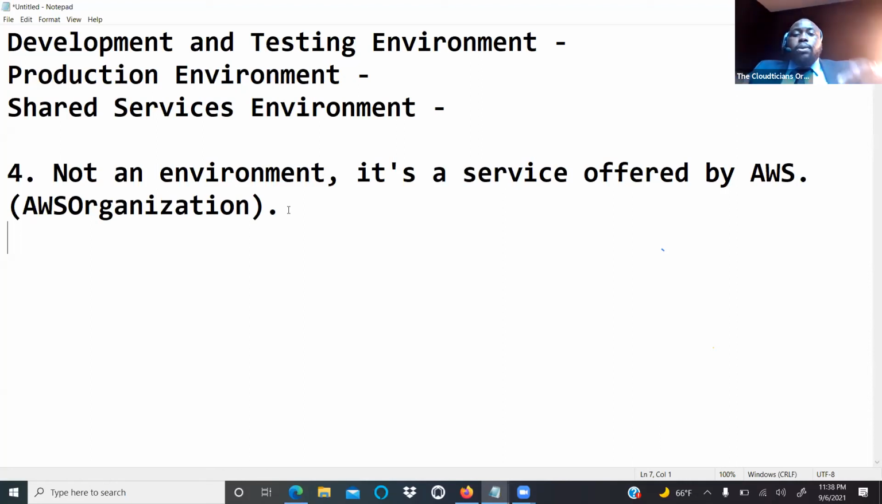So AWS Organization is that service that you deploy to aggregate all the bills in several accounts and pay a single bill. And it comes with other benefits in your environment, which we're going to explore as we go. All right.